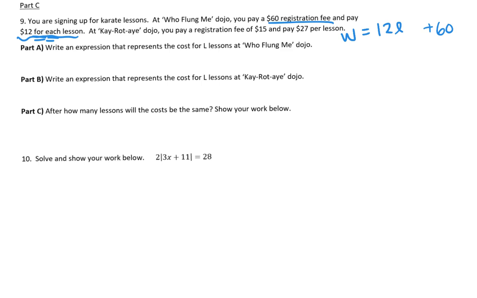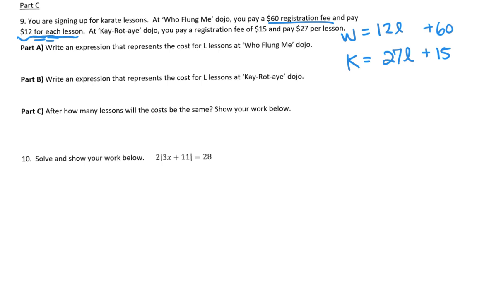At the karate dojo, we'll call that the K dojo. We're paying a registration fee of $15 and we're paying $27 per lesson, so it's 27L. So, write an expression that represents the cost for L lessons.